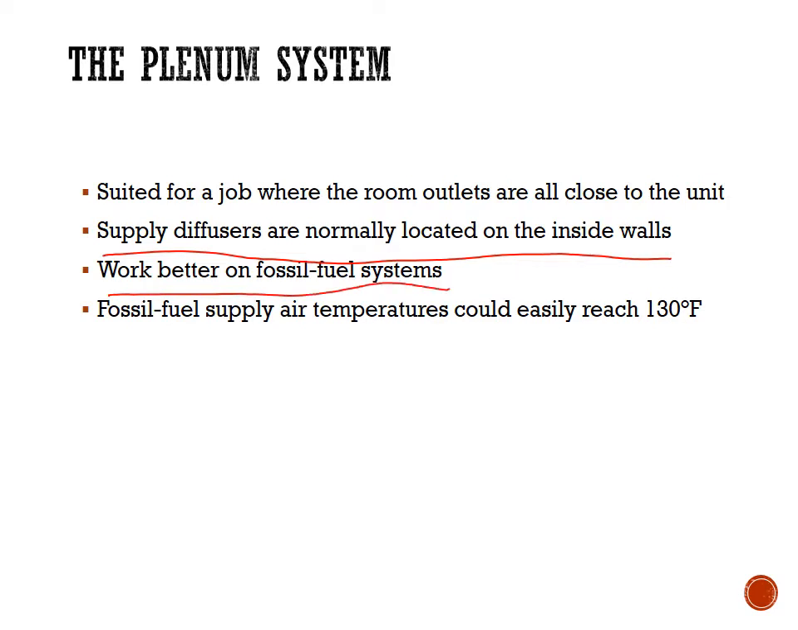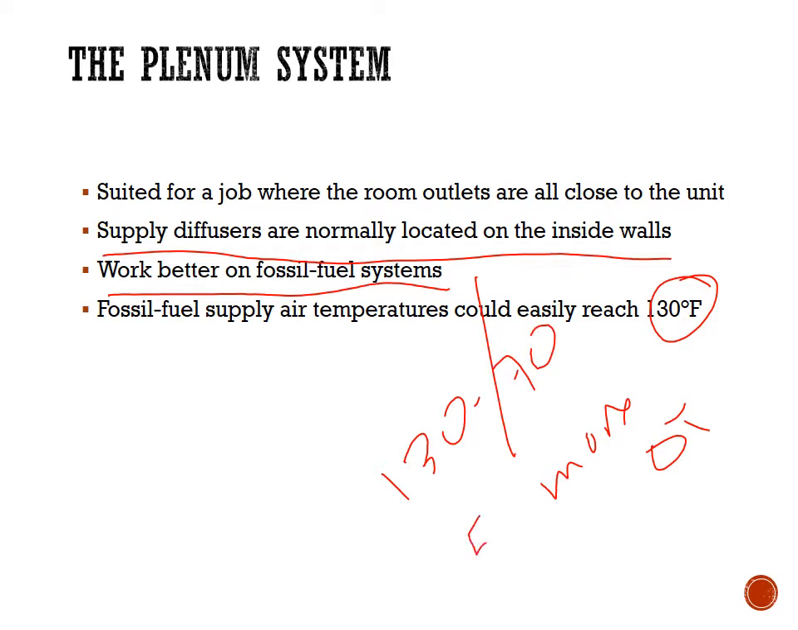Why? Because they have higher temperature, more delta T, otherwise you'll be losing a lot of heat. Fossil fuel can go up to 130, and that's why when we saw that temperature difference, we said 130 minus the room temperature, which was I think 70, gives us 60 degrees, so it was kept at 60. So it can reach 130, and that's shooting for the best case scenario.